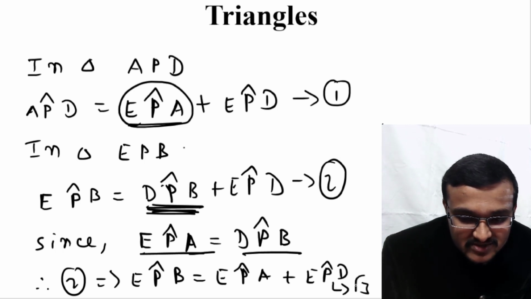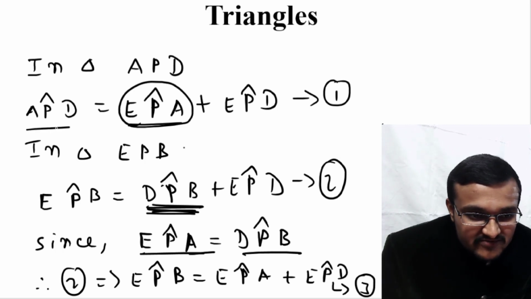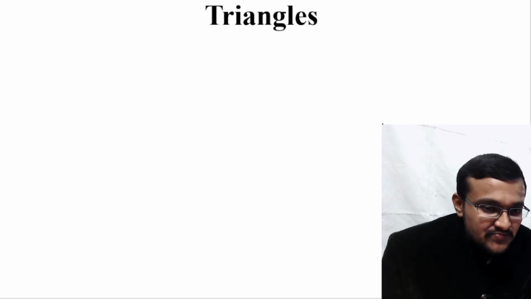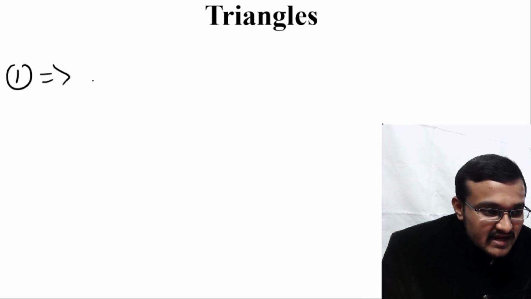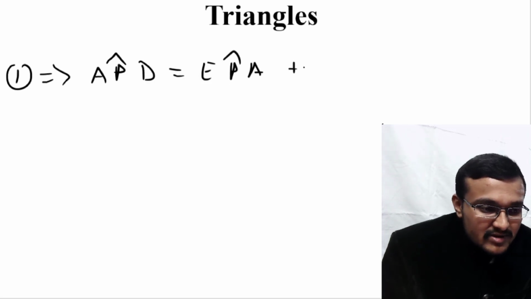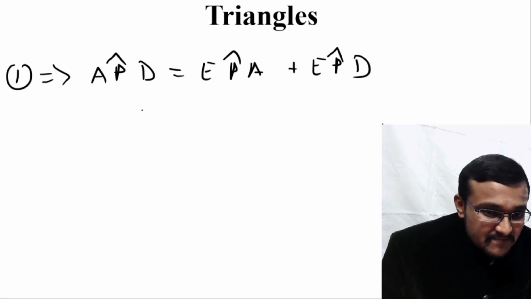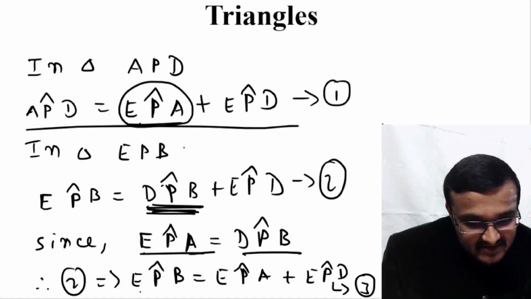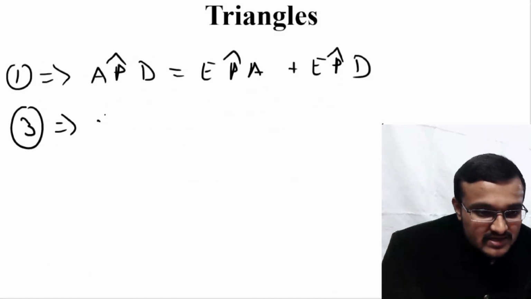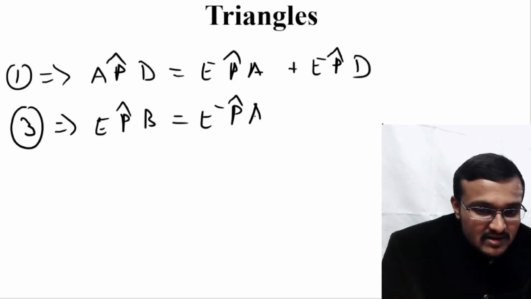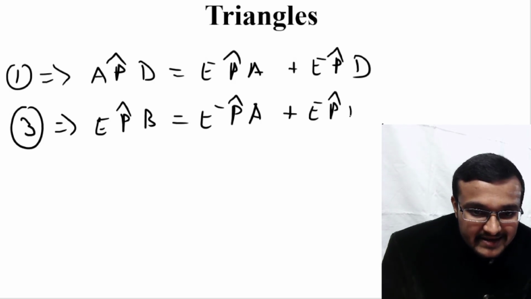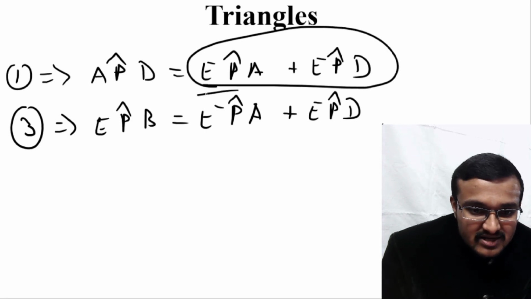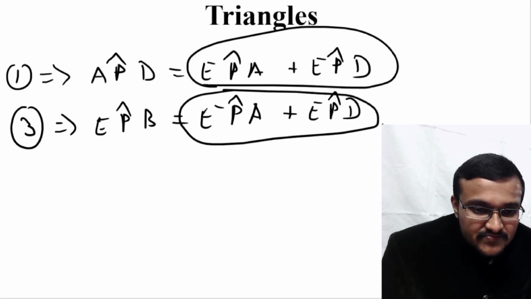So this you can consider equation 3. So here in equation 1, we have APD is equal to EPA plus EPD. And in equation 3, we are getting EPB is equal to EPA plus EPD. So here you can see RHS are becoming equal in both the equations.